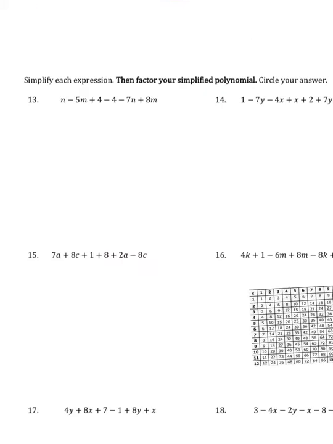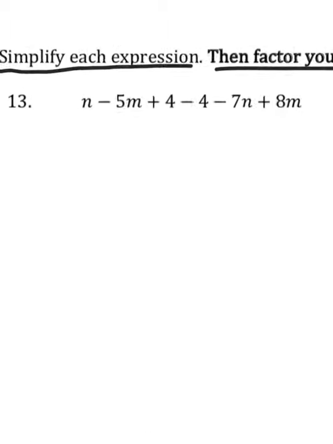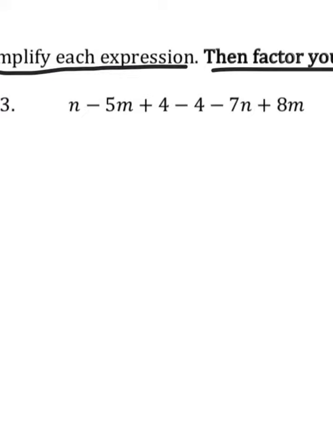Okay, let's go to the next page. Okay, here we go. It says simplify each expression, then factor the simplified polynomial and circle your answer. Okay, got it. Simplify first. Let's go alphabetical order with m. Negative 5m, positive 8m. When I combine them together, I have to subtract. That will give me a 3m. And it's positive because there's more positive.